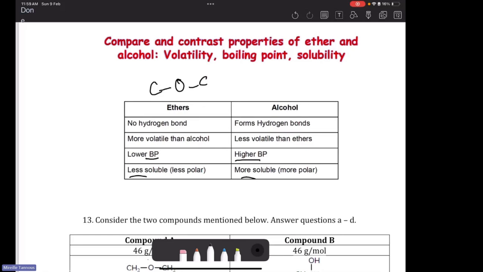Now volatile means to change to gas below the boiling point. If the boiling point is high, we need more time to change it to gas, so it's going to be less volatile. The opposite: if the boiling point is lower, we will turn it into gas faster, so it's going to be more volatile. What has a low boiling point has high volatility. What has a high boiling point has low volatility.